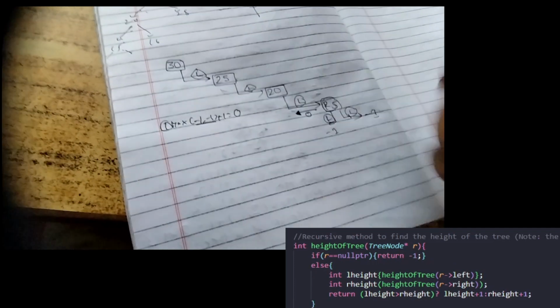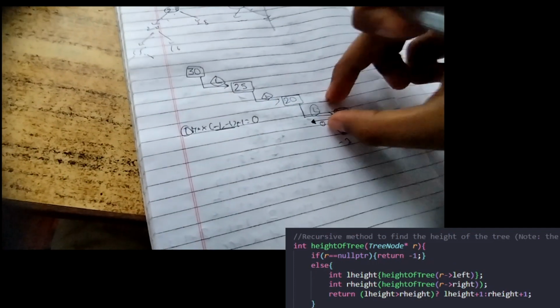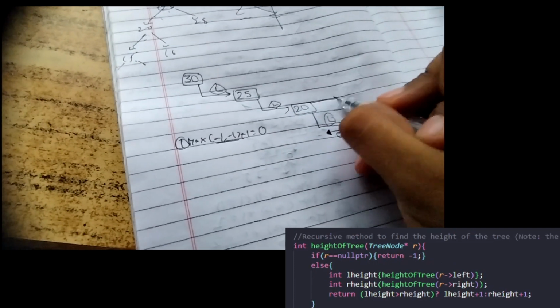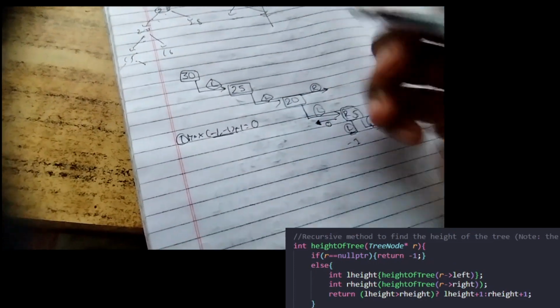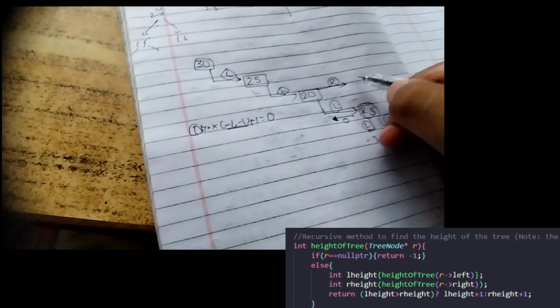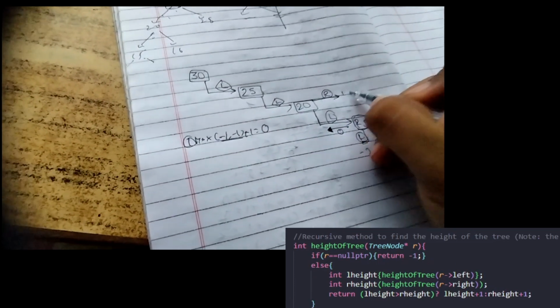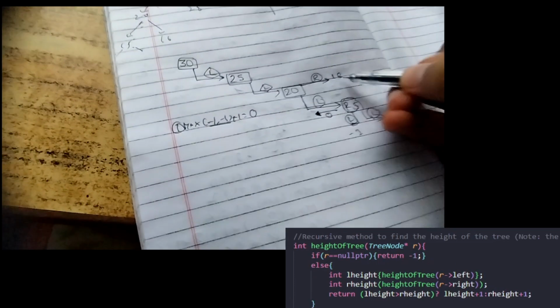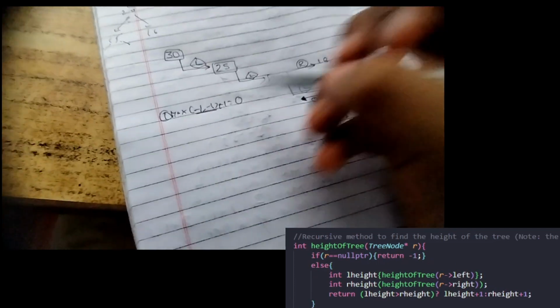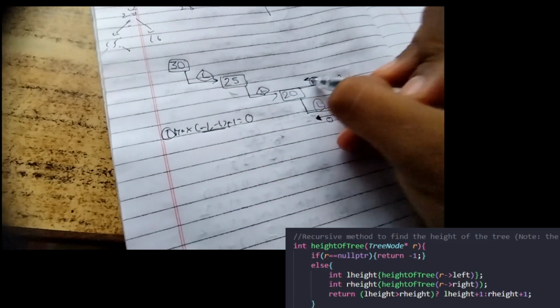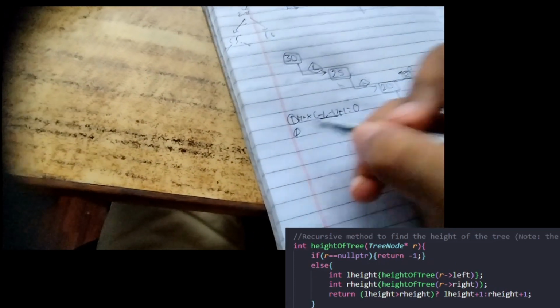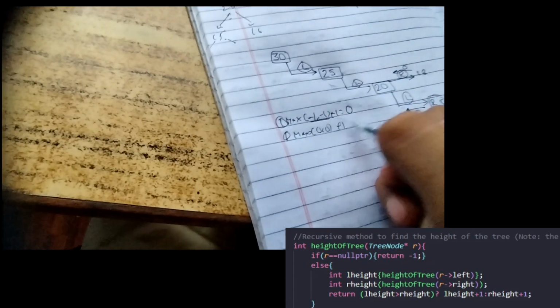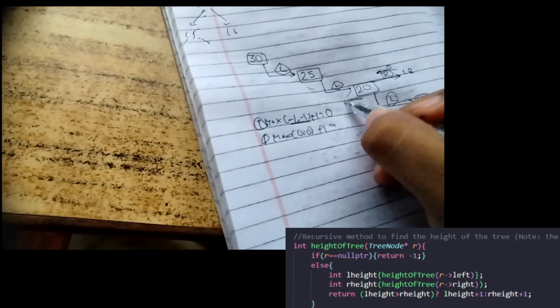Now things get interesting here. We get 0 from here, which means this length is 0. So we are going right. Does 20 point to anything on the right? Yes, it points to 16. 16 works in the same way that 15 works, so its height is also going to be 0. So max of 0 and 0, plus 1, equals 1. So we are passing 1 here.